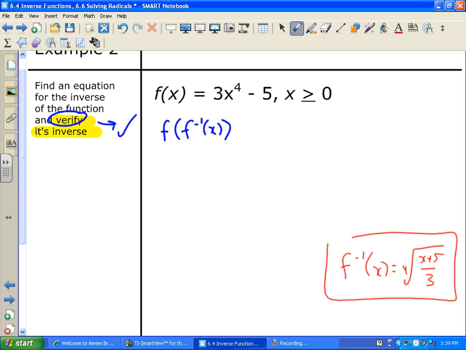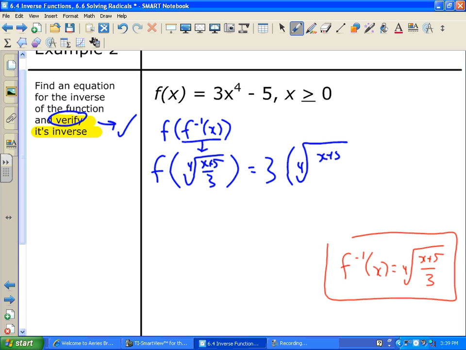F of f negative 1 of x. I have f negative 1 of x. I just found that, by the way. And f of x was given to us. So, let's see. F negative 1 of x is the fourth root of x plus 5 over 3. I need to find f of that. Well, f of x equals 3x to the fourth minus 5. I now need to find f of the fourth root of x plus 5 over 3. That's the same thing as saying 3 times the fourth root of x plus 5 over 3 to the fourth power minus 5.